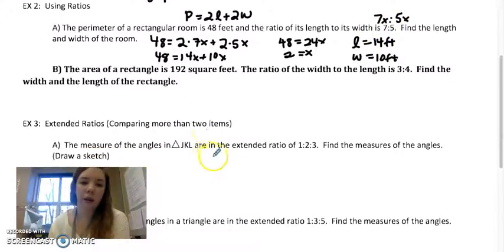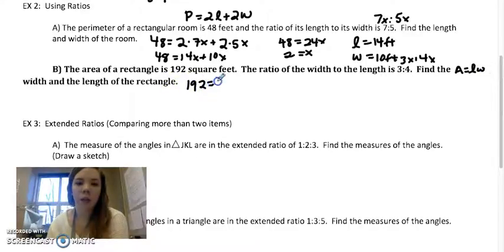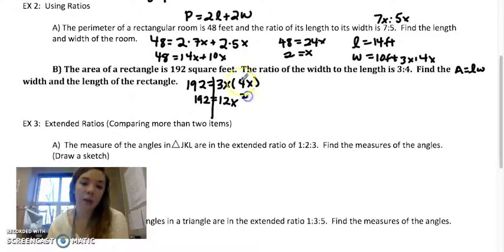The area of a rectangle is 192 square feet. The ratio is 3 to 4. Find the width and length of the rectangle. So again, I'm going to think of this as 3x to 4x. And area is length times width. So I have 192 equals 3x times 4x. So this would be 12x squared. Be careful there. x times x is x squared.